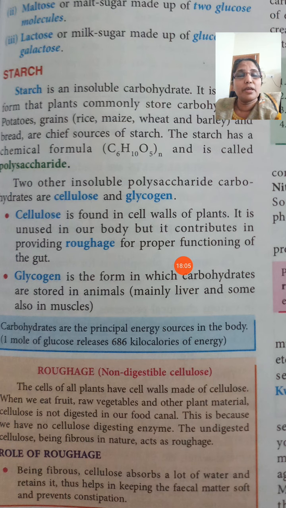The waste material or the food may be pushed forward if the roughage is enough inside our food material. Then another is glycogen. Glycogen is the form in which carbohydrates are stored in animals. In animals, if we eat glucose, the glucose will be converted into glycogen and that will be stored in the liver and muscle cells. Glycogen is also a carbohydrate.